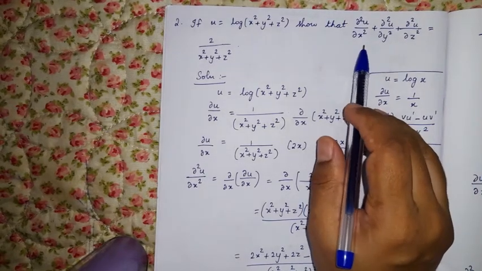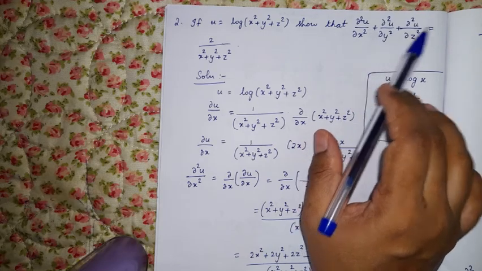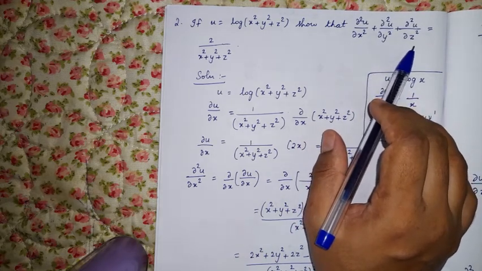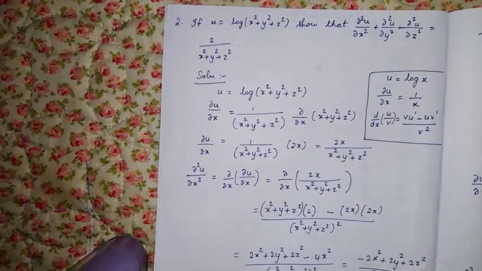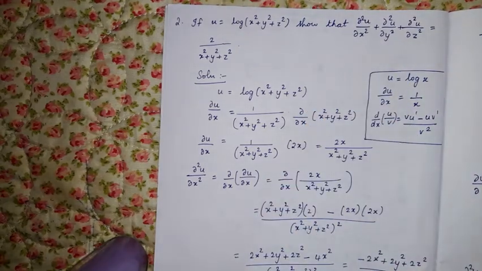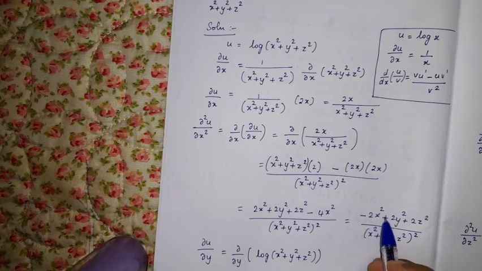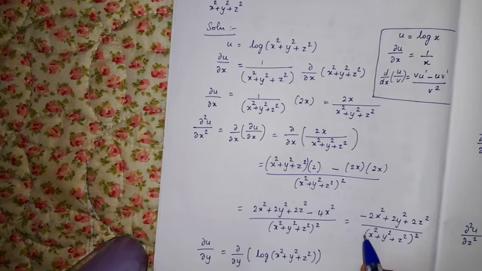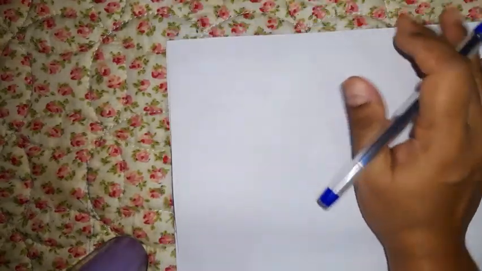In question, it is given in the left hand side as dou square u by dou x square plus dou square u by dou y square plus dou square u by dou z square. We have found all these values. Just substitute. So instead of dou square u by dou x square, we have minus 2x square plus 2y square plus 2z square divided by x square plus y square plus z square the whole square.